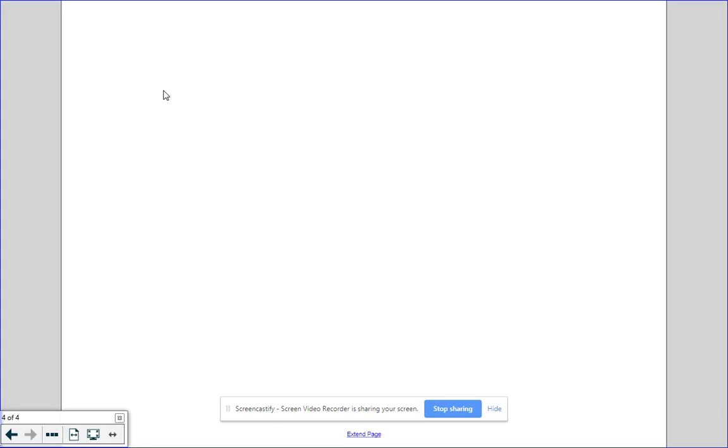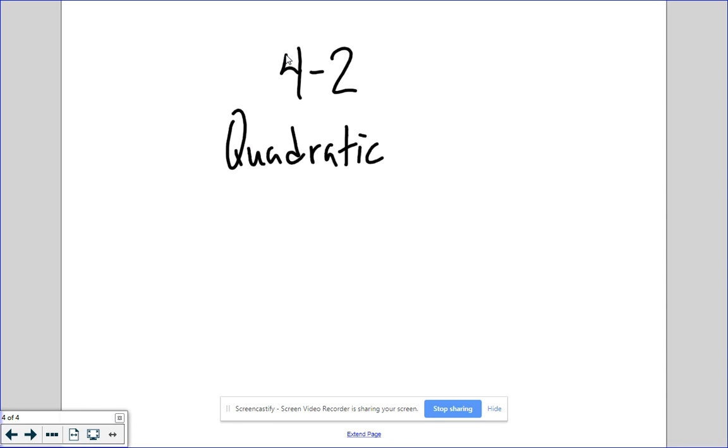Okay, so we're going to start lesson 2 today. Lesson 2 is on quadratics. So we are working on quadratic equations. That is where we are starting today.